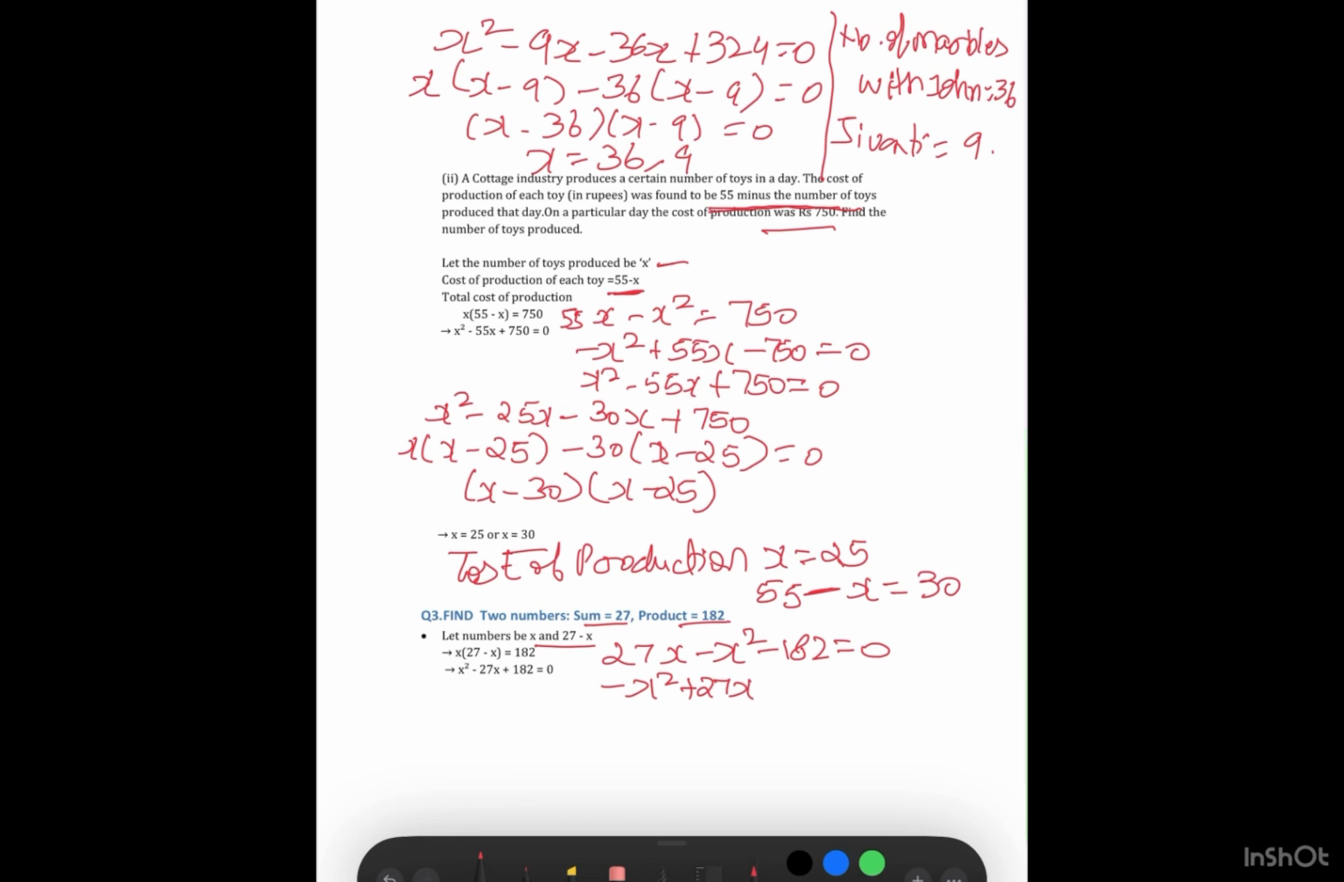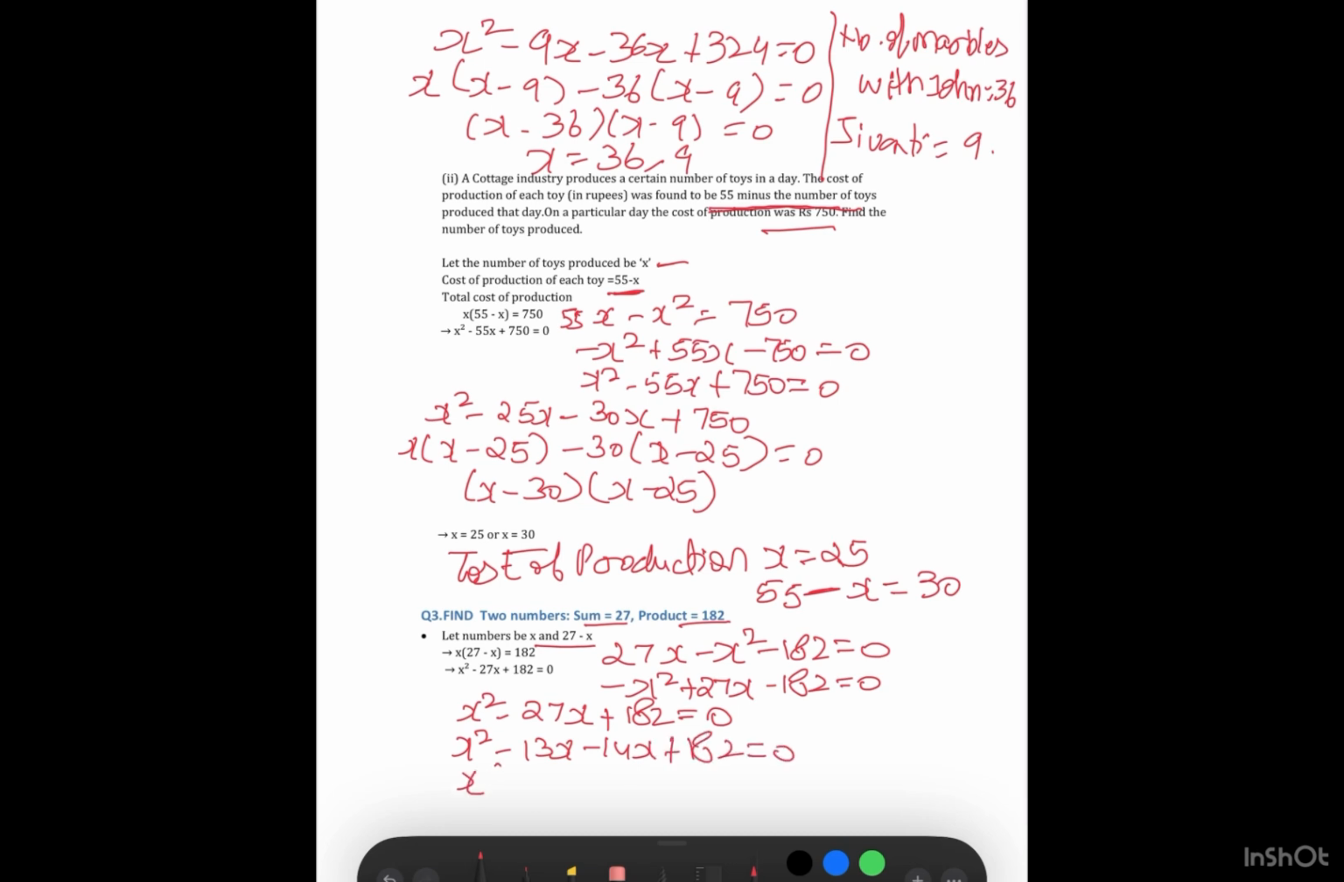Again, I am removing the minus sign. I'll get minus x square plus 27x minus 182 is equal to 0. Dividing throughout by minus, we'll get x square minus 27x plus 182 is equal to 0. Now we have to find out factors of 182 in such a way that when we multiply them, we get 182. When we add them, we get minus 27. So the factors are minus 13 and minus 14.